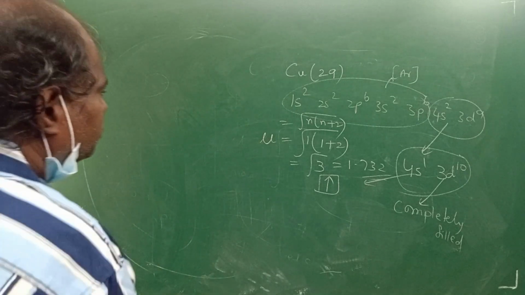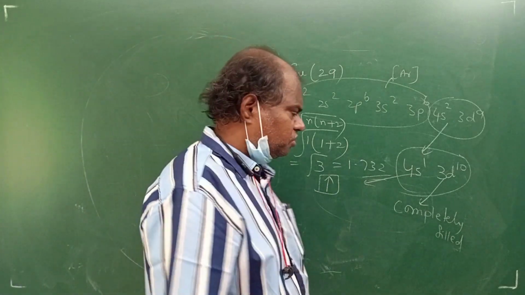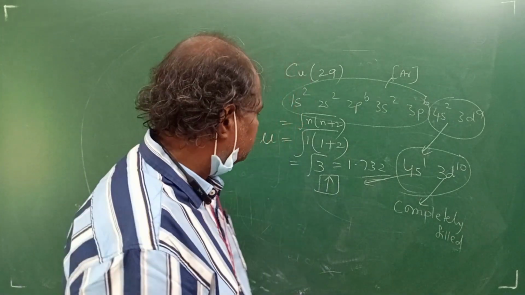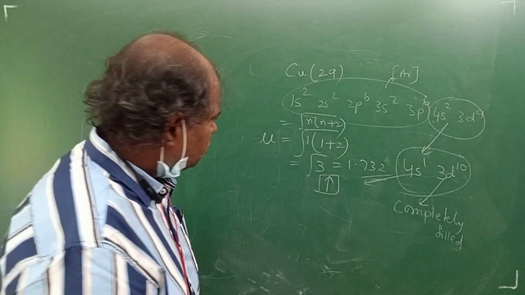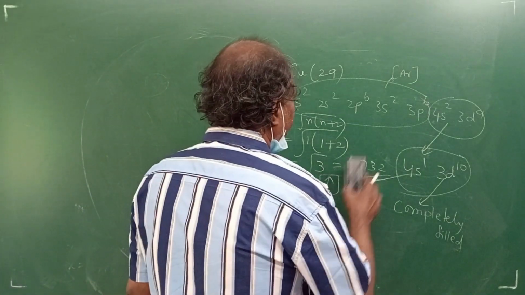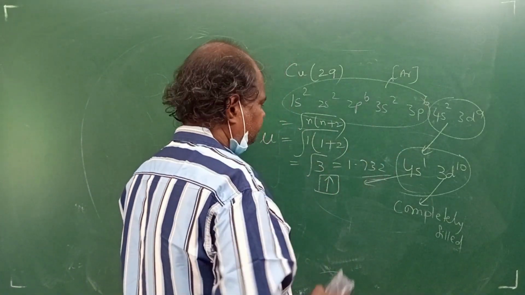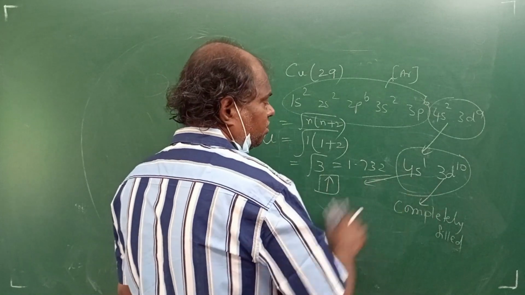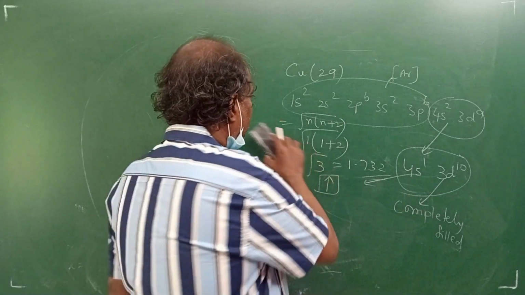Okay, student. So this is how you will get it for copper. Copper has a completely filled orbital, right? So this is how you will calculate the magnetic moment. Please remember, for copper also there's a problem, right?